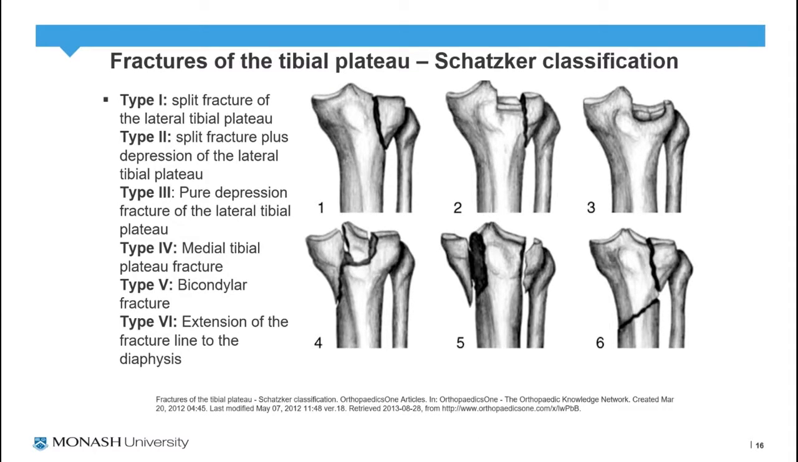Fractures of the tibial plateau can be classified according to Schatzker's classification. There's 6 types, and from type 1 to type 6 it becomes progressively worse. In type 1, you have a split fracture of the lateral tibial plateau, and then as we move through, we can see, for example, in type 4, where we have a medial tibial plateau fracture, and in type 5, we've got bicondylar fractures, and then in type 6, we have an extension of the fracture line into the diaphysis.